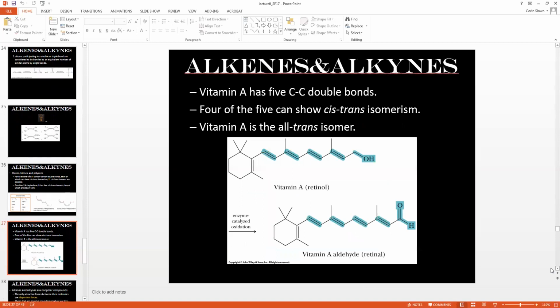Why do we care? Vitamin A is an example of one of the vitamins that's common for human metabolism. It has 5 carbon-carbon double bonds. 4 of those 5 show cis-trans isomerism. Vitamin A is the all-trans isomer. And if you think about retinol versus retinal, these are 2 compounds that are essential for vision.